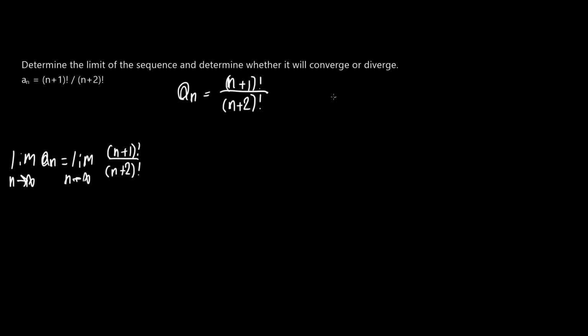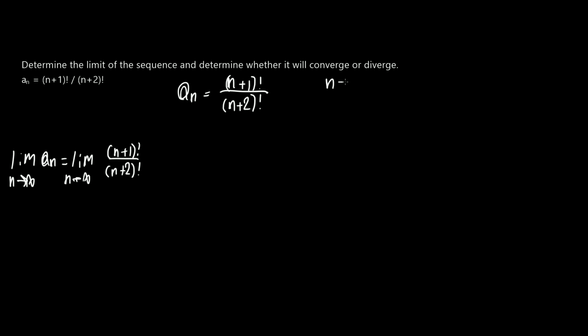So I would recommend starting off by trying to simplify this. Which one of the two, n plus 1 factorial or n plus 2 factorial, is bigger? It turns out that n plus 2 factorial is bigger than n plus 1 factorial. So we should begin by trying to split apart n plus 2 a little bit until we can match n plus 1 and cancel out terms.